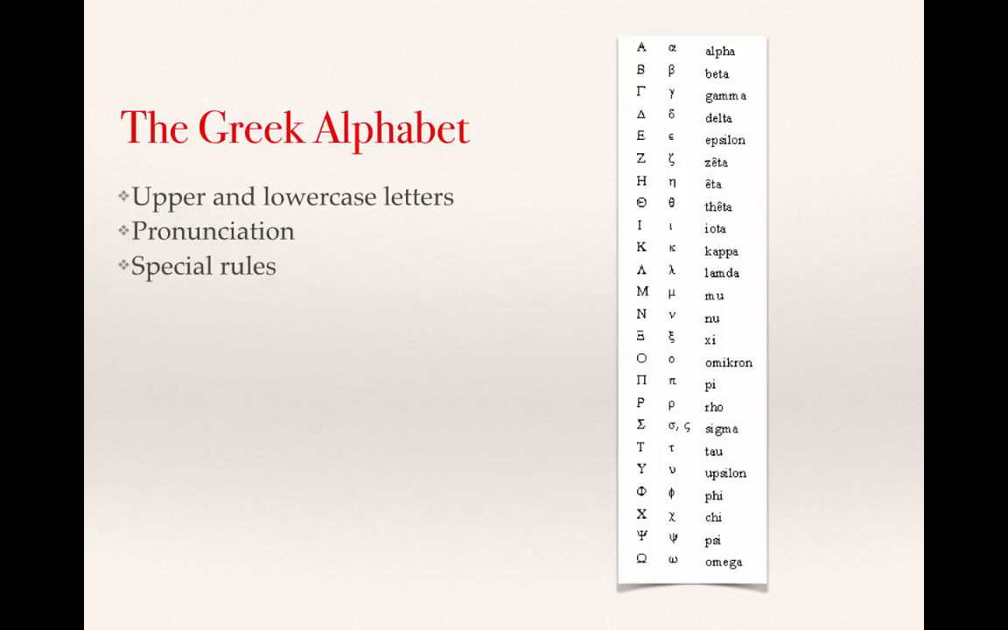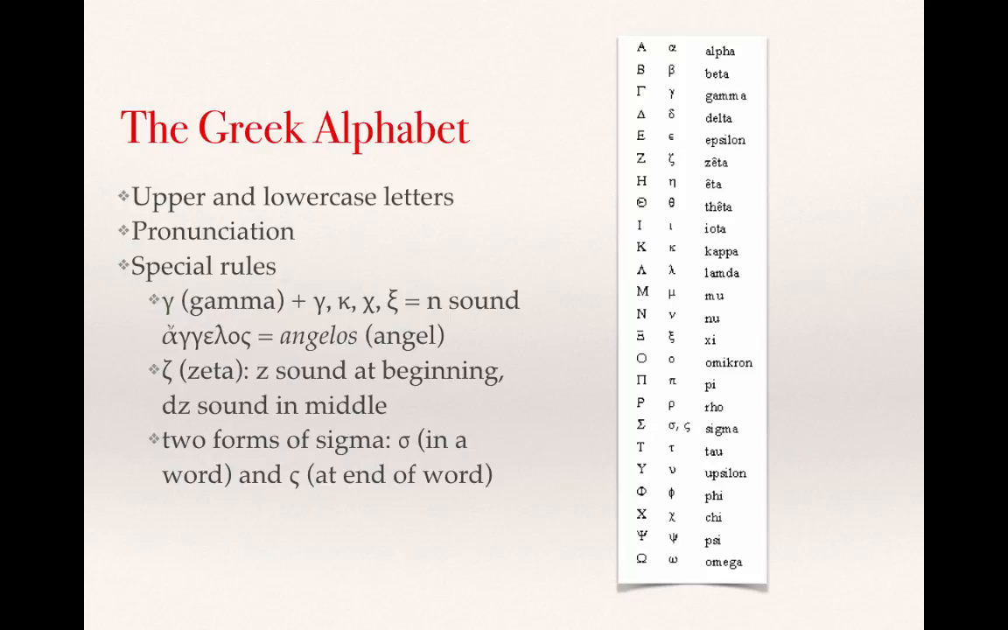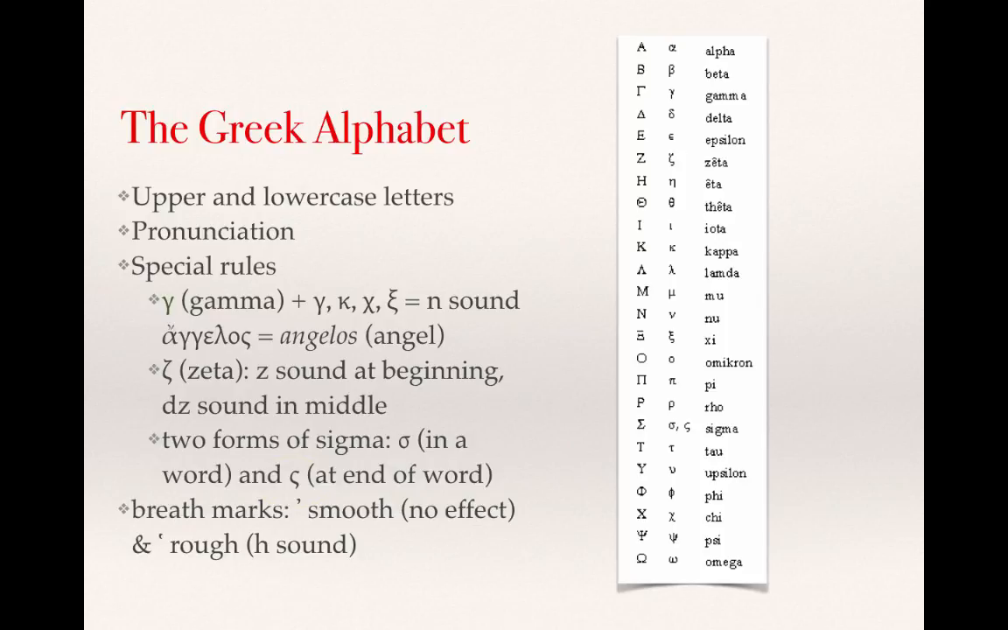So here are just a few special rules about the Greek alphabet. Many of them I covered above. First of all, when the letter gamma is followed directly by either a gamma, a kappa, a chi, or a xi, it has an N sound, like in this Greek word angelos, or angel. Zeta has a Z sound at the beginning or a DZ sound in the middle, like I said earlier. There are two forms of the sigma, the middle sigma, which occurs in a word, and a final sigma at the end of the word.